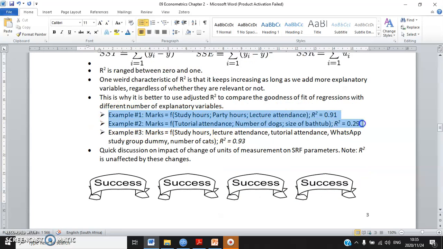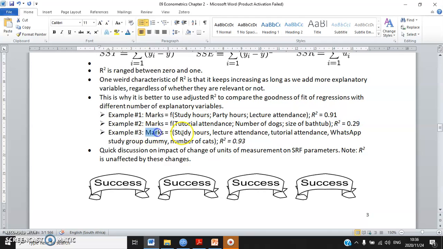So for the first 2, they have the same number of explanatory variables. First one, marks explained by study hours, party hours, lecture attendance. I think all 3 are relevant explanatory variables. So that explains why the R square or goodness of fit is quite high. Second, regression of marks explained by tutorial attendance, but we have got 2 irrelevant explanatory variables, number of dogs and size of the bathtub. So it is seriously overfitting. So that explains why the R square or the goodness of fit is so low.